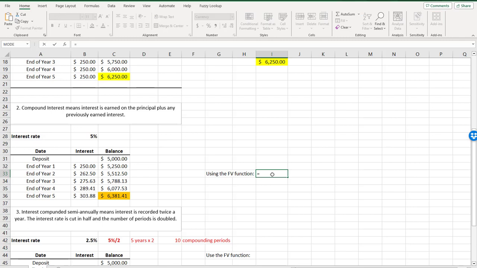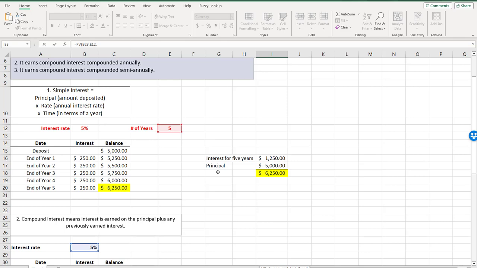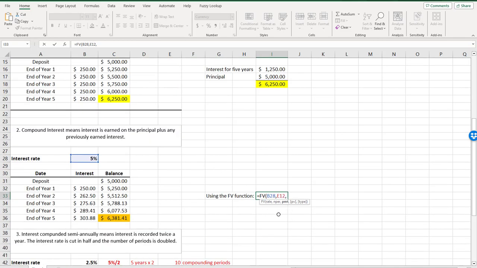All right, so we say equals FV. That's our future value. Now, it's asking us for the rate. Okay, our rate is 5%. It's asking you for N per, which is the number of periods. So in this case, the number of periods is 5. Now it says payment. Now payment is if you have an annuity. An annuity is a series of equal payments equally spaced in time. So an annuity would be if you were putting in $5,000 every year. Now we'll take a look at that in a different video. But for now, we're just going to skip that.